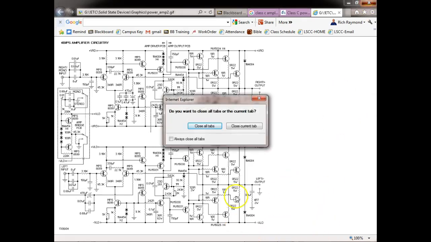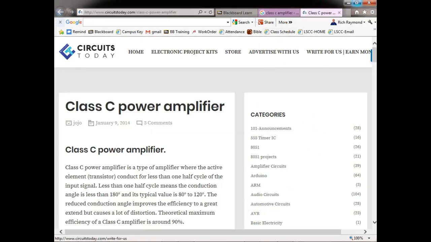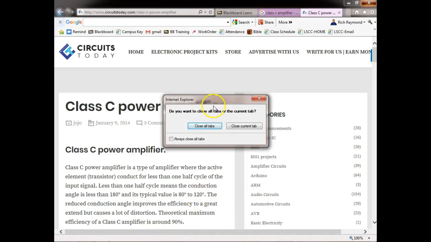Okay, so let's do the lab. We're going to hook this one up. Common emitter amplifier, I think it's lab number 34. So y'all go ahead and take a break while I hook this up.